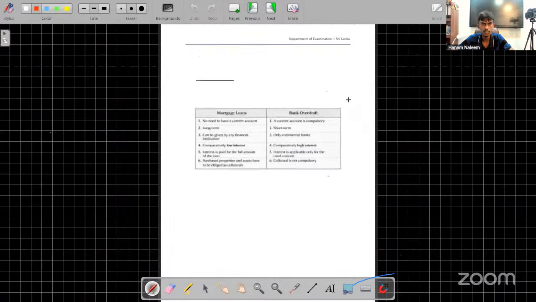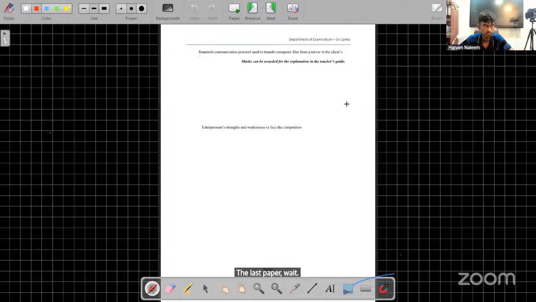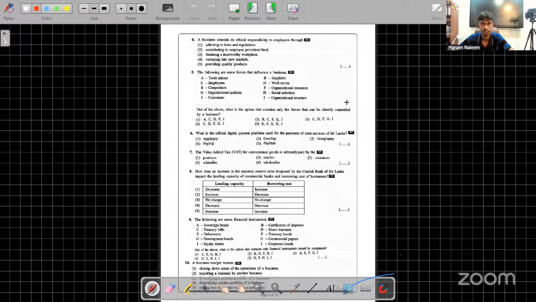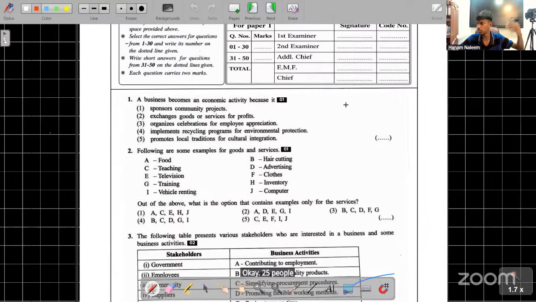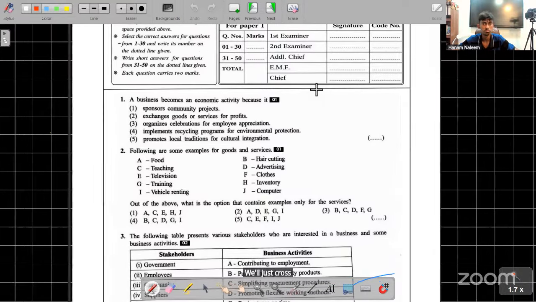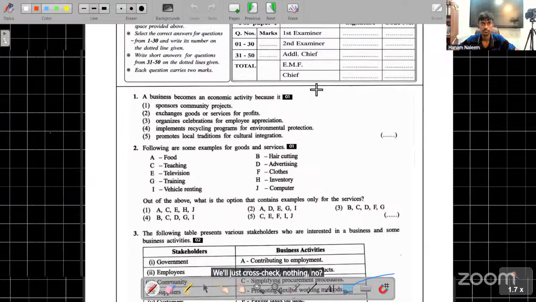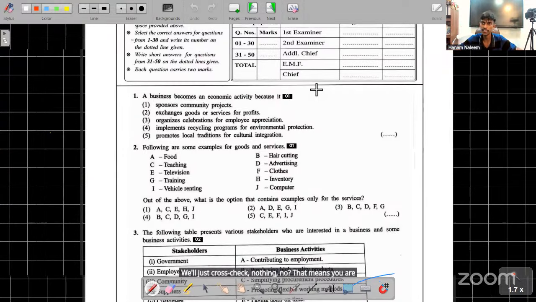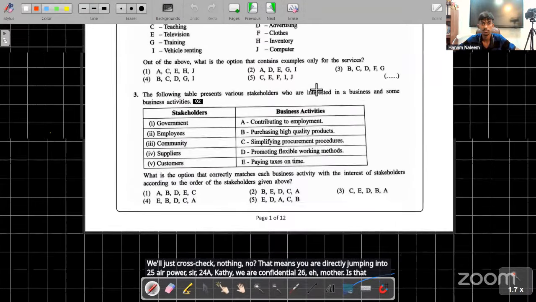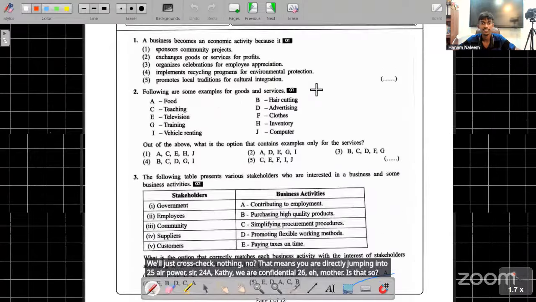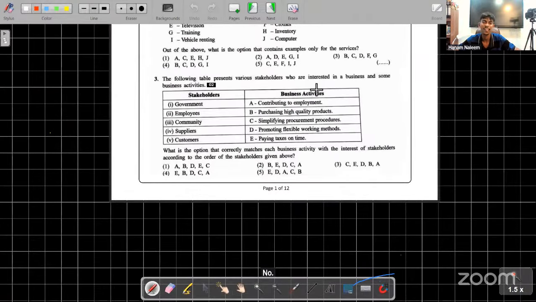The last paper. Wait. Okay, 25 paper. Did you all go through the 25 paper? Did you all just cross check? Nothing? No? That means you are directly jumping into 26. Is that so? No? You didn't get the paper.